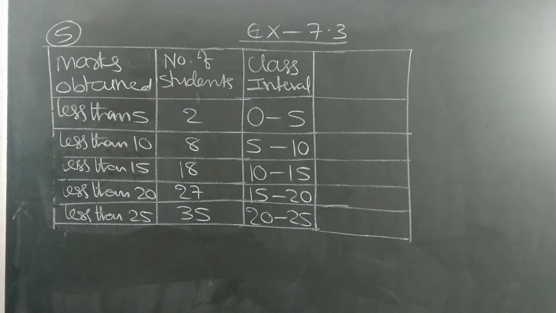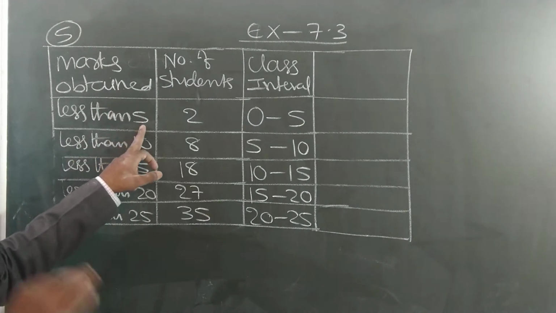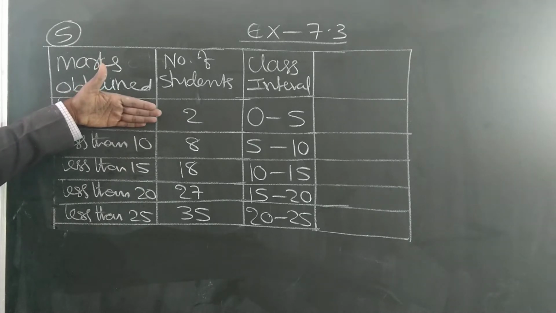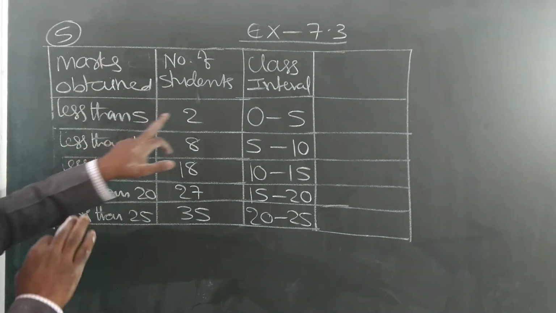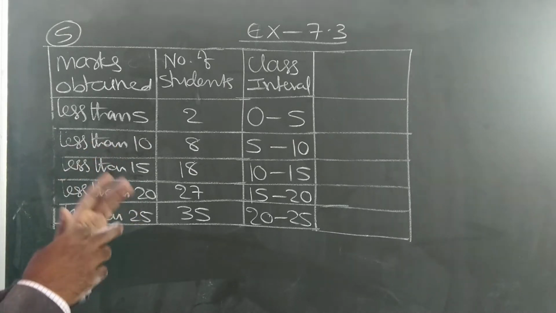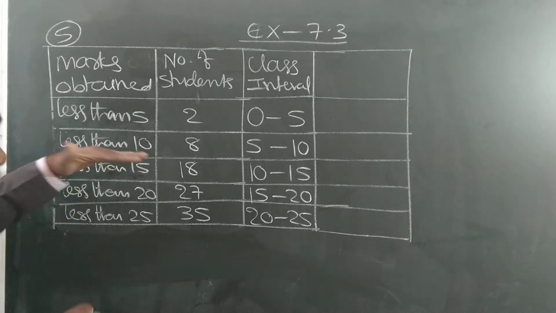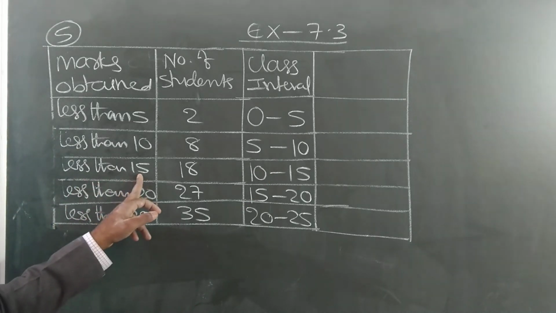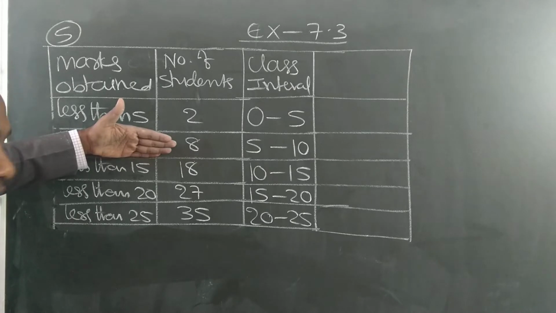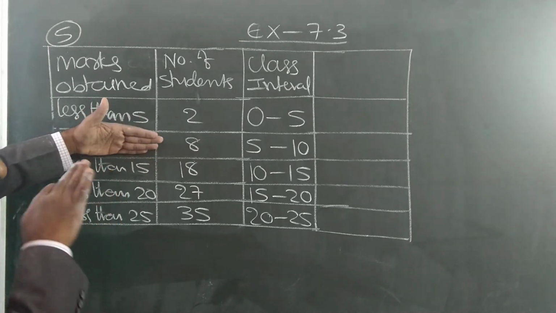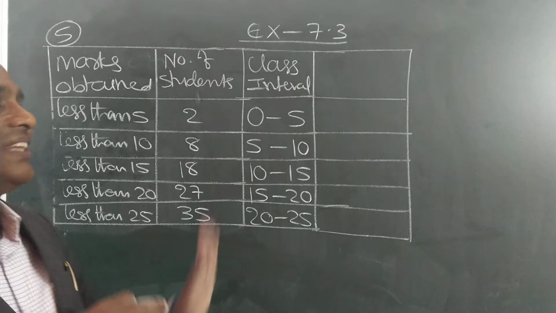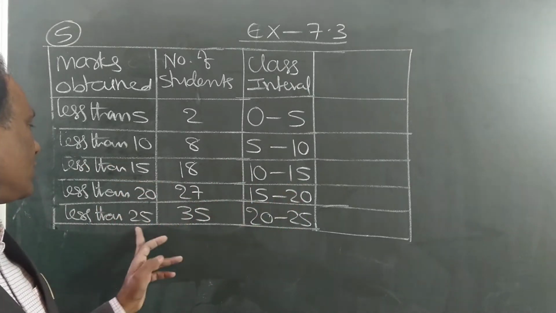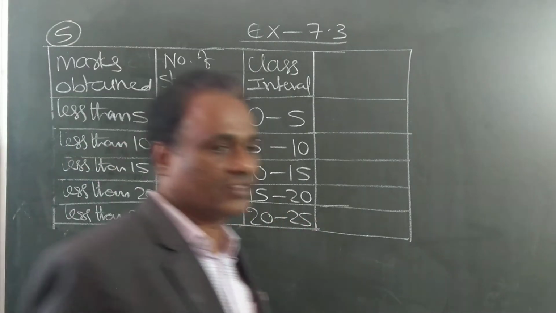Already we did. Less than 5 means starting from 0, so 0 to 5. Less than 10 means only less than 5 is over here, so up to 5 we write here. So 6 marks, 7 marks, 8 marks, 9 marks, like that. Up to 10 we write here. So 5 to 10 only. Less than 15 means not all. Up to 10 is over, so from 10 onwards here. So 10 to 15. After 15 we write here. So 15 to 20, 20 to 25.